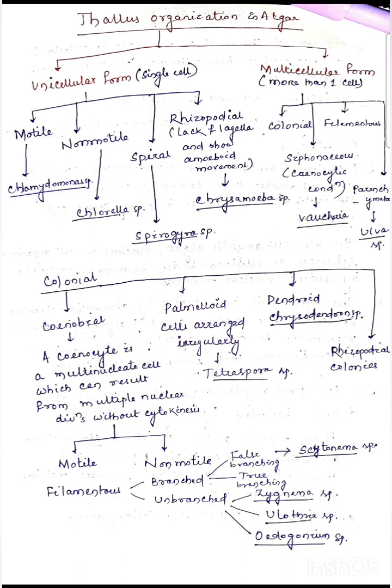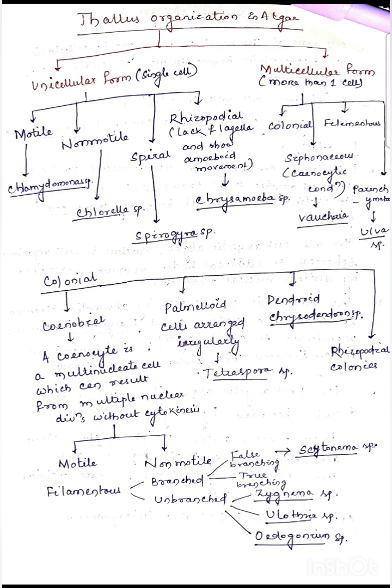Then thallus organization in algae. It may be unicellular or single-celled, or multicellular, that means more than one cell. Unicellular may be motile or non-motile. Motile form like Chlamydomonas, non-motile like Chlorella. Then rhizopodial, which lack flagella but show amoeboid movement, as in Chrysamoeba. Then multicellular forms, which have more than one cell. They may be colonial, like Volvox.